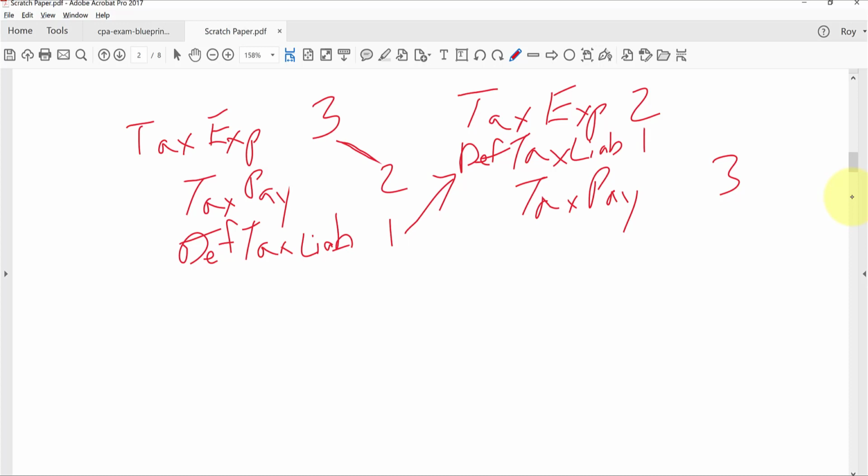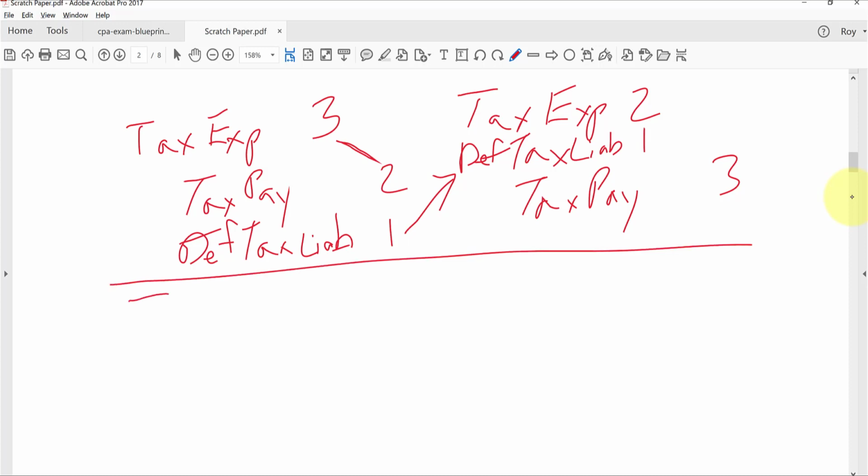The most common difference that creates a deferred tax liability is taking more depreciation, accelerated depreciation, on the tax return versus straight line on the income statement. Eventually, in the future year, the straight line will be bigger than the accelerated. Okay, so that is going to cause a deferred tax liability. Let's do just the opposite now.